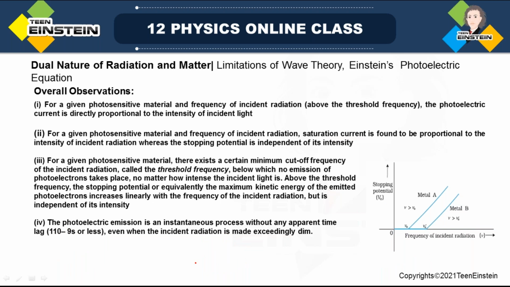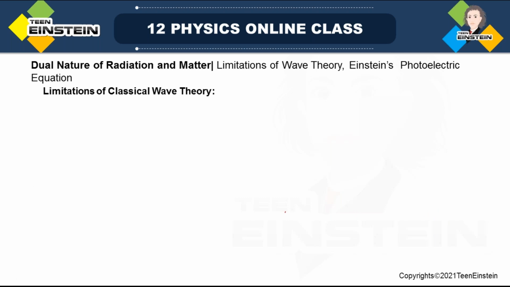So these are the four major observations which wave theory would not be able to explain properly, whereas Einstein's quantum theory of radiation could explain all these four phenomena. Let us first see what the failures are.